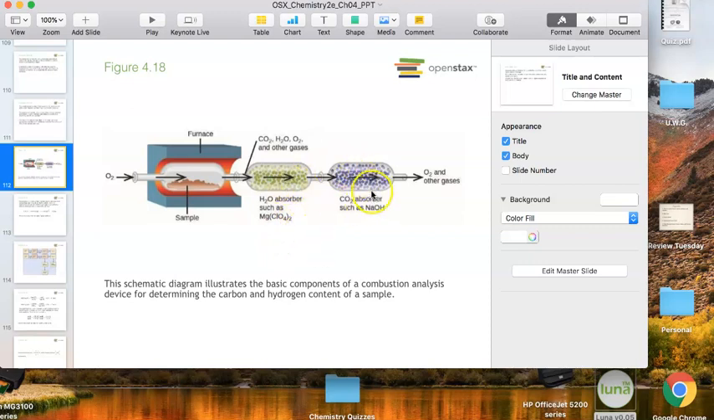You have a water absorber such as MgClO4, and it's going to absorb some of that water. And then you can also have a CO2 absorber such as sodium hydroxide. And so all your gases are going through here, but you're absorbing your CO2 and your water, okay, which are the products of your combustion reaction. Okay, and that's how they're able to determine the mass of water and CO2 produced by the differences in the absorption before and after they're allowed to absorb water or CO2. And you're able to basically weigh the masses of your products.